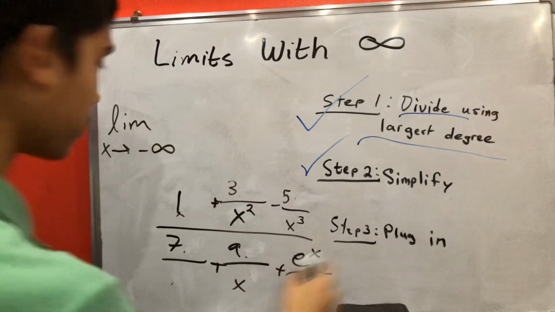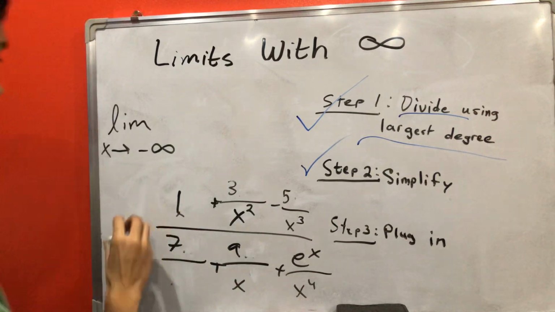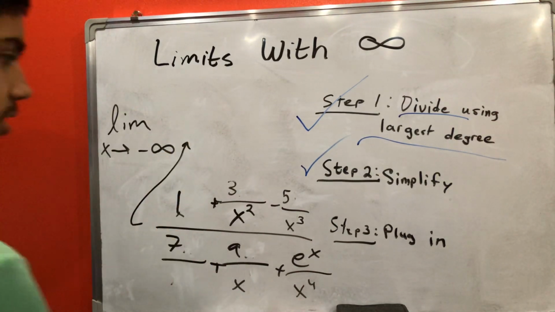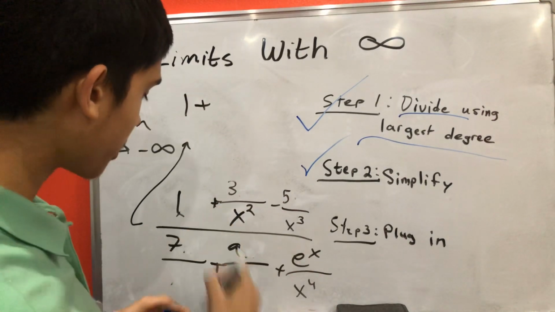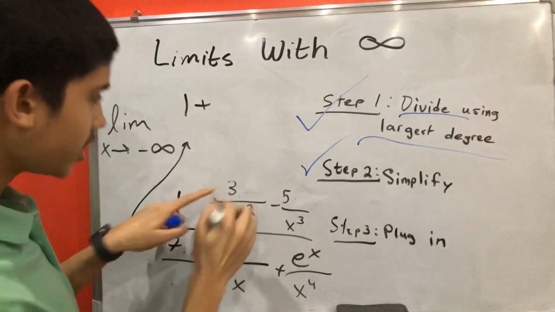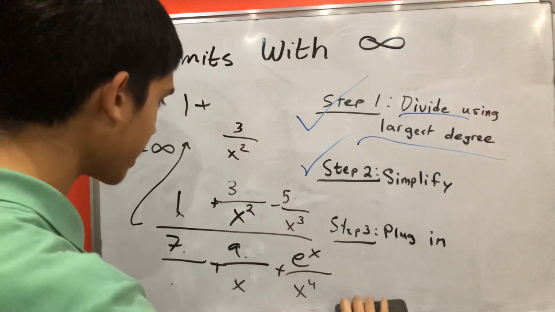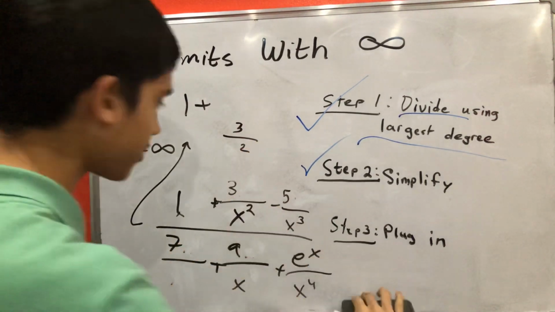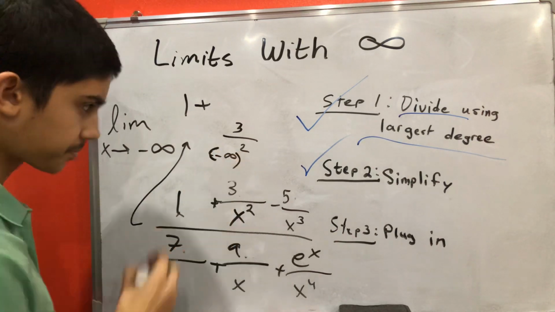Alright, plug in. What is our limit approaching? Negative infinity. Alright, let's do this. So we gotta plug in negative infinity for each one of these. So 1, we can't really plug in anything for that. What about here? Well, let's see. 3 over x squared. If we plug in negative infinity for x squared, negative infinity.